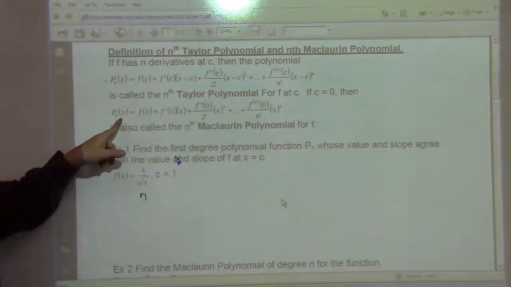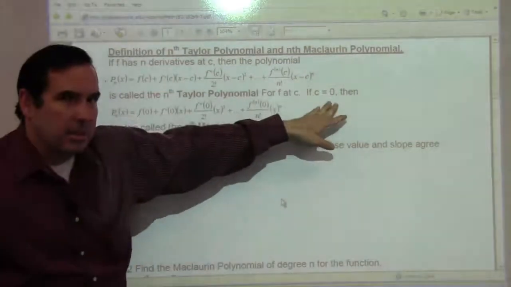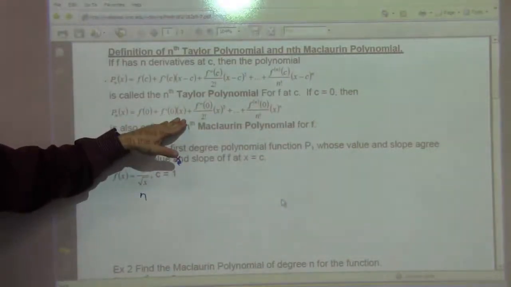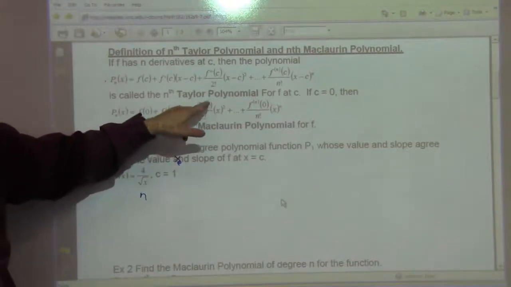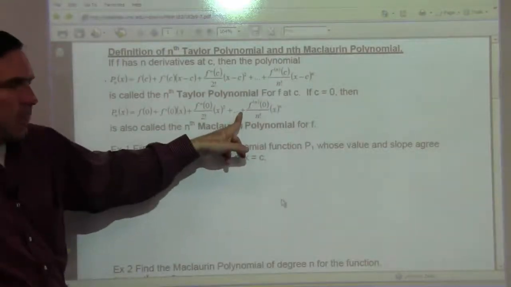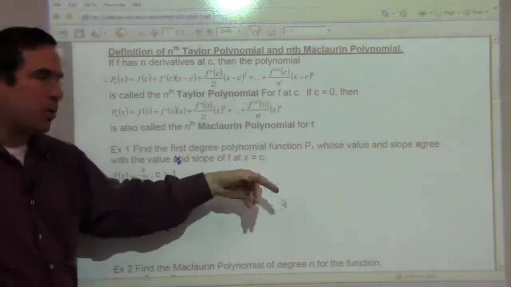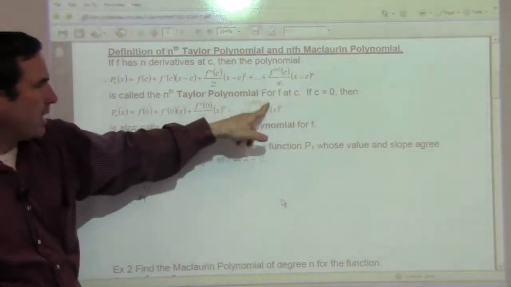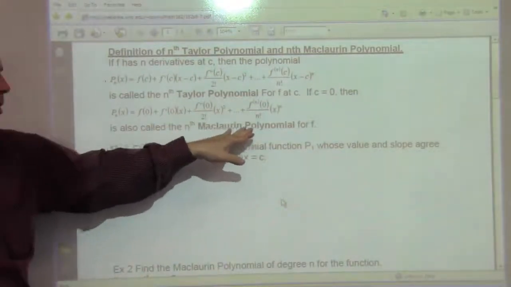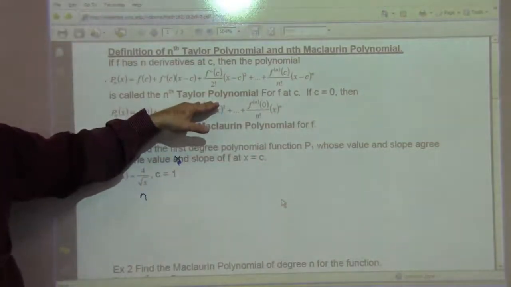If c equals 0, then p sub n of x equals f of 0. So this is the case that c is 0. You get f of 0, plus f prime of 0 times x, plus f double prime of 0 over 2 factorial times x squared plus dot dot dot. That means all the stuff in between, that this pattern continues until you define your last term, the nth derivative of f at 0 over n factorial times x to the n power. This is called the nth Maclaurin polynomial. So the Maclaurin polynomial is the Taylor polynomial where c is 0.